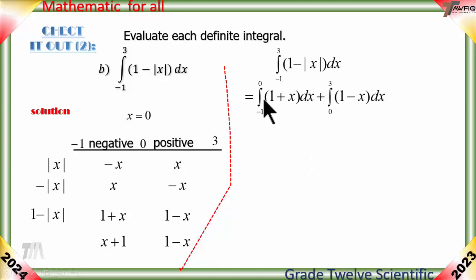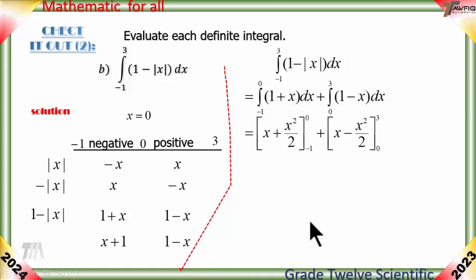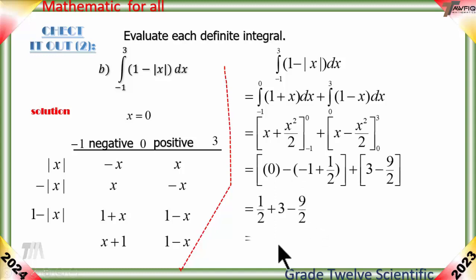Integration from minus 1 to 0 of x plus 1 dx, and the integration from 0 to 3 of 1 minus x dx. Taking the integration and substituting the values, then simplifying, it becomes minus 1.